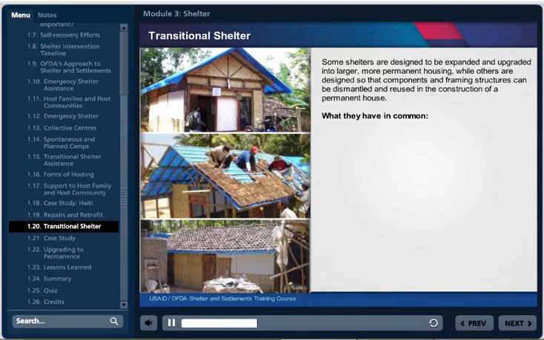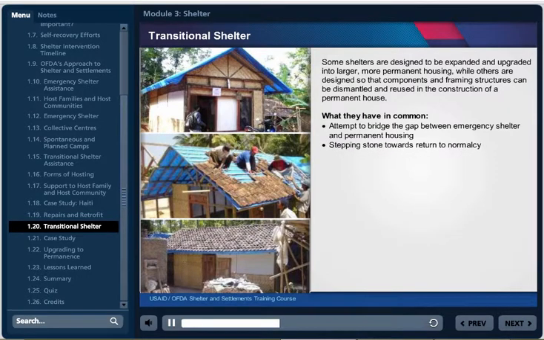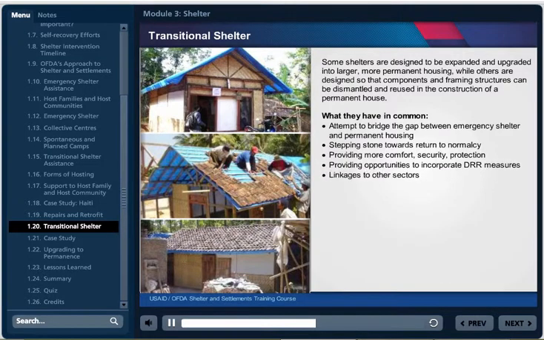What they have in common is the attempt to bridge the gap between emergency shelter, which focuses on life-saving, and permanent housing. They are seen as a stepping stone towards return to normalcy, providing more comfort, security, protection, as well as being more socially and culturally appropriate than the emergency shelter. The transitional shelters provide opportunities to incorporate DRR measures and linkages to other key sectors.